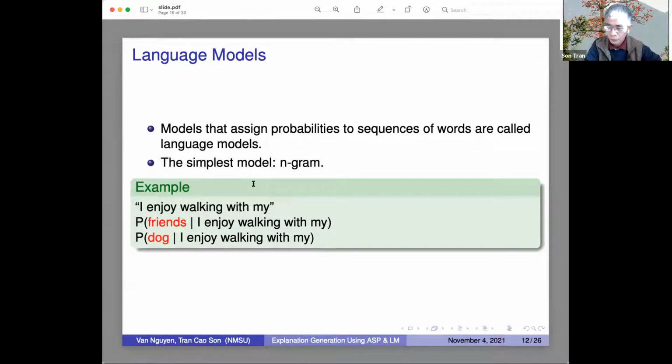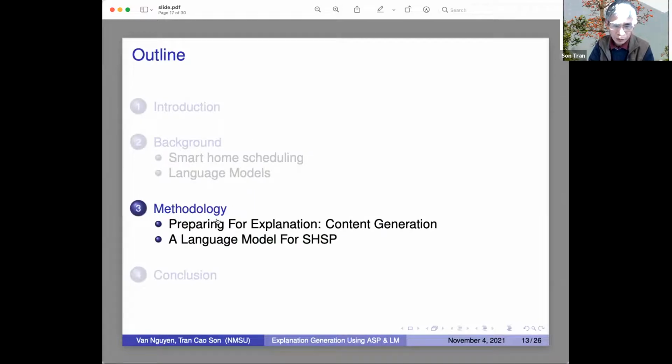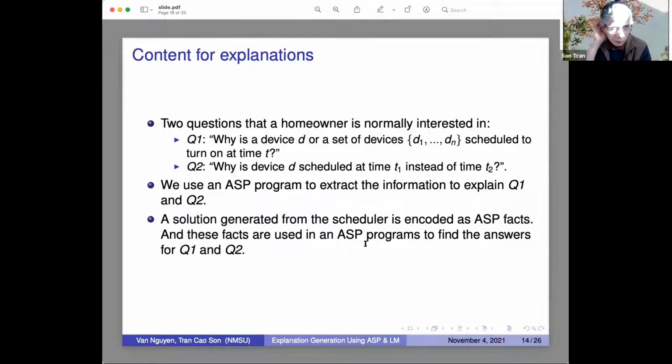distribution, and if you do this, then the total consumption of the energy is optimal, for example. So how do we do that? There are two things that we need to do. First of all, we need to find the content of the generation, and how do we do that? What we're going to do is generate the content of the explanation using answer set programming.